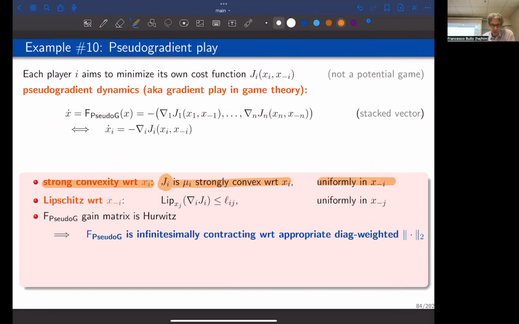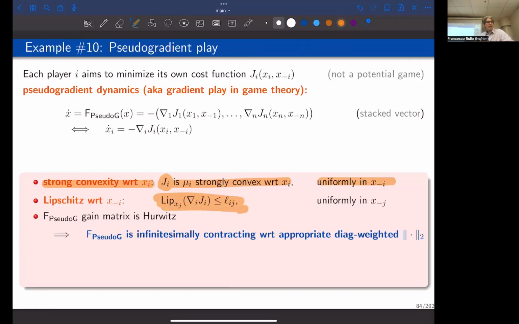The second assumption is Lipschitzness of the gradient. By the way, I haven't studied this, but I am understanding that the Lipschitz constant of a function is not the same as the Lipschitz constant of the gradient. So here, this is not the Lipschitz constant of J. This is the Lipschitz constant of the gradient of J. Fine. And then you construct a matrix, which I'm not going to do because you already know how you do it.